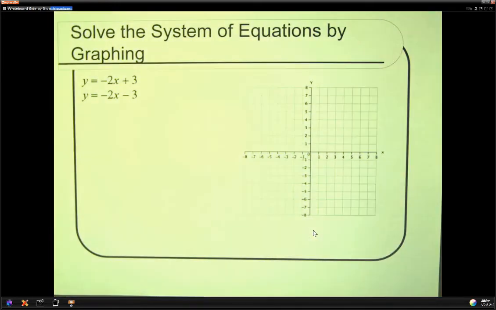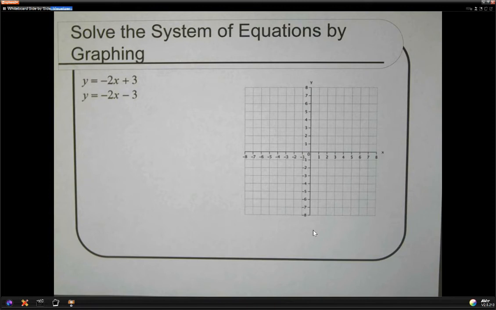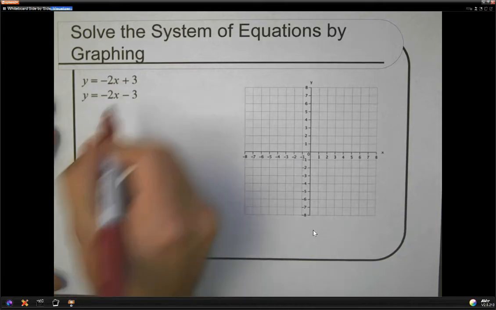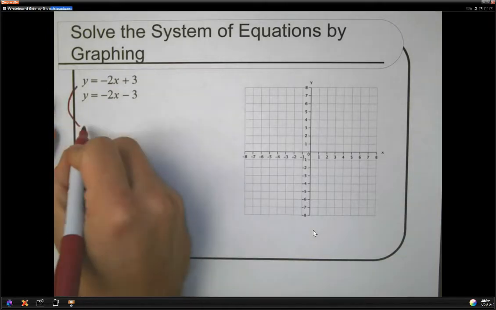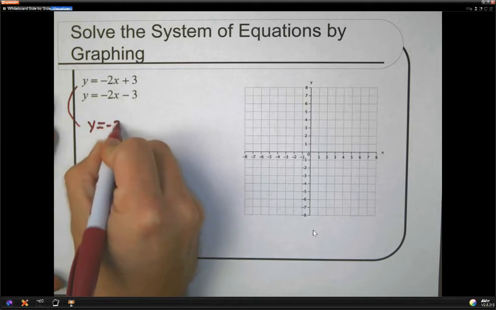So again, the same type of problem. We are given two equations and they want us to solve the system by graphing. So same deal. I'm going to graph them exactly how I graph the other ones. So I'll start with the first one. And again, this is just me kind of breaking it down a little bit more for you.